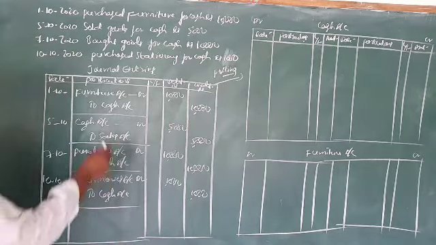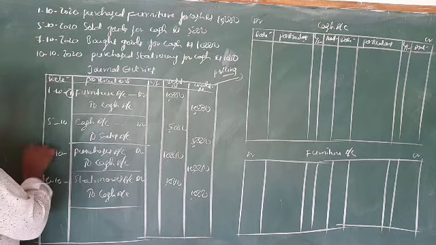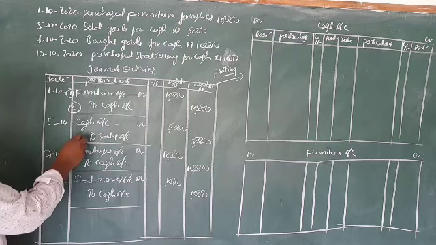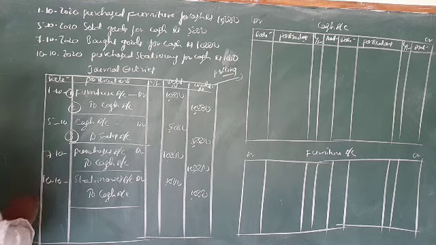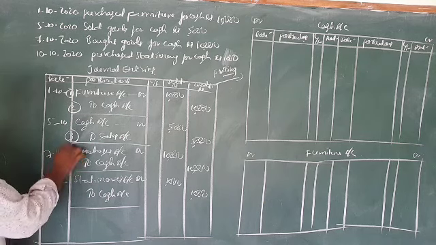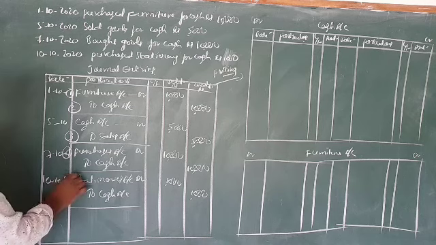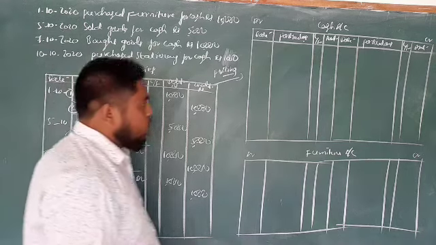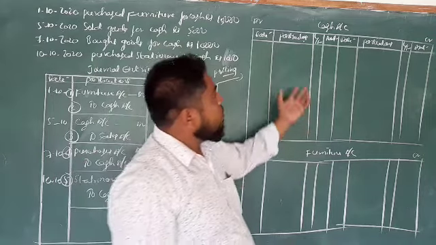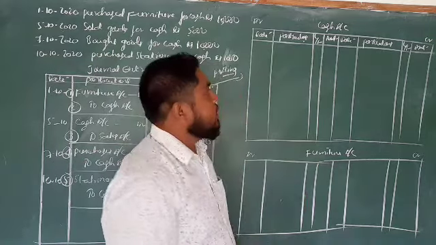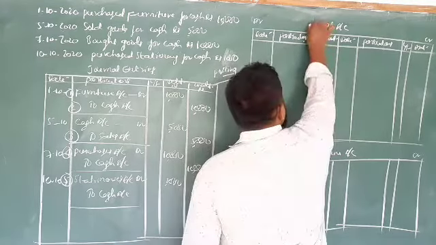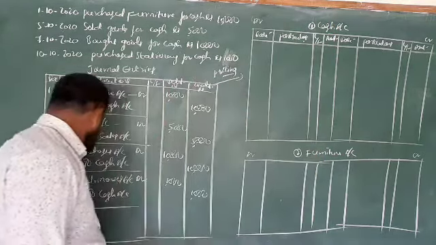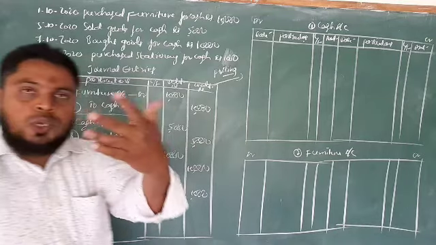Now we have to prepare the ledgers: first the furniture account, second the cash account, third the sales account, fourth the purchases account, and fifth the stationery account. In today's video, I will show you two ledger accounts, the cash account and the furniture account, and the remaining three accounts you try yourself.